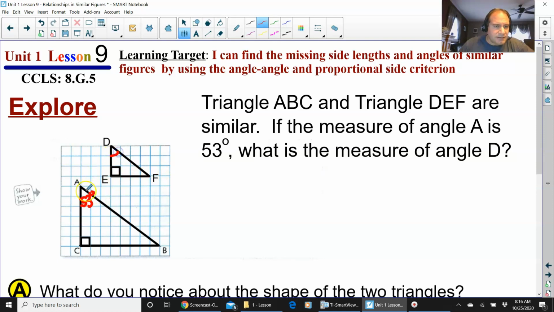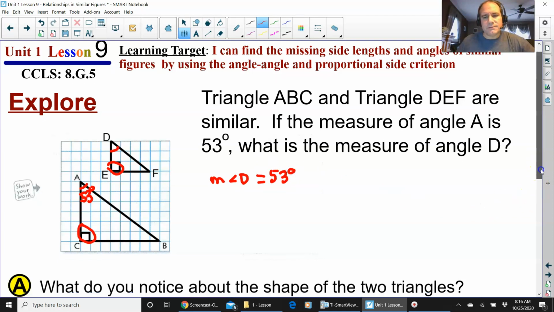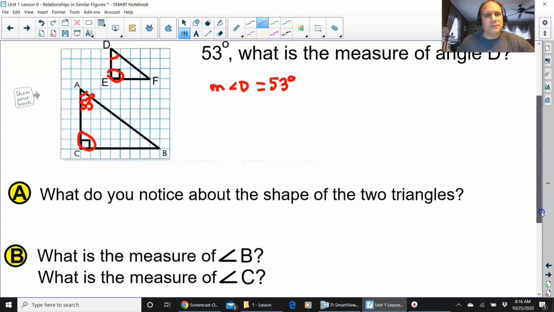This is 90, this is 90. Corresponding angles of similar figures are congruent. They're equal to each other. This is 53 degrees. This would have to be, yes, you guessed it, so the measure of angle D equals 53 degrees. All of the corresponding angles are equal to the same thing. So what do you notice about the shape? Same shape. Different size.